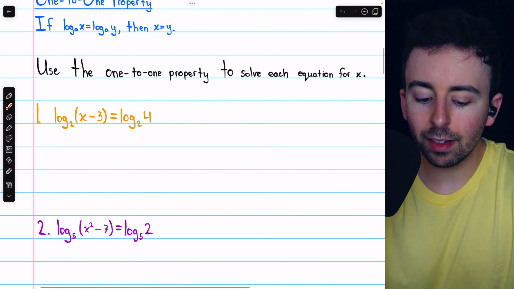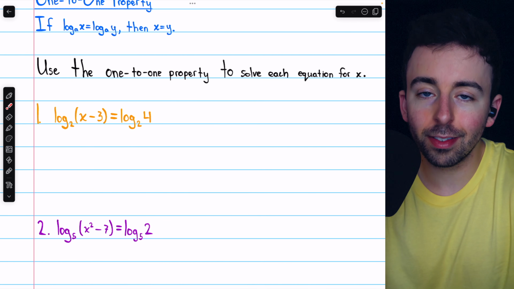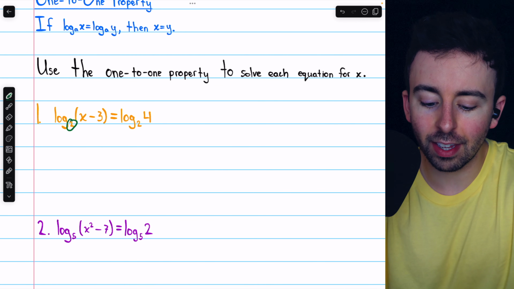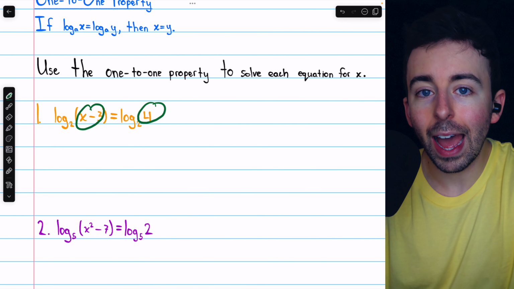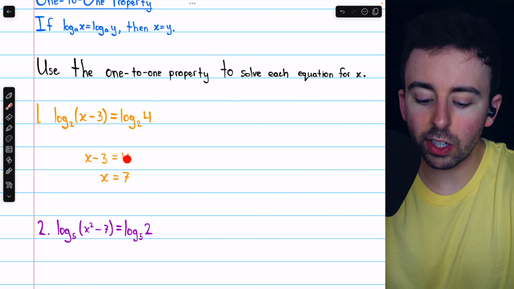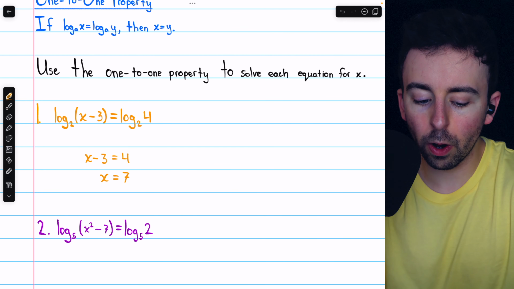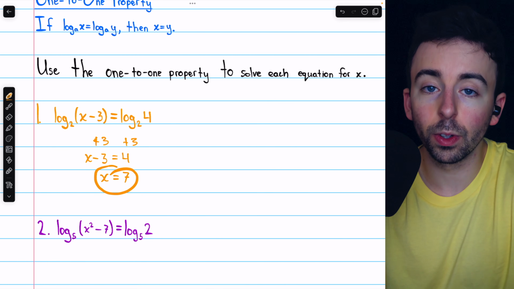The first problem is log base 2 of x minus 3 equals log base 2 of 4. Since we have two logs that are equal and have the same base, it must be that their inputs are equal. x minus 3 must equal 4. Setting the inputs equal to each other, x minus 3 equals 4, we can add 3 to both sides and find that x equals 7.